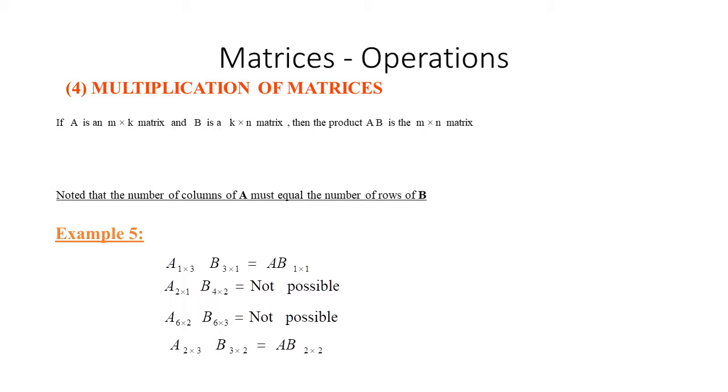Now what is the order of this matrix? The order of this matrix will be the number of rows of A, that is 2, multiplied by the number of columns of B, that is also 2. So the answer AB is 2 cross 2. So this is how we multiply the matrices.